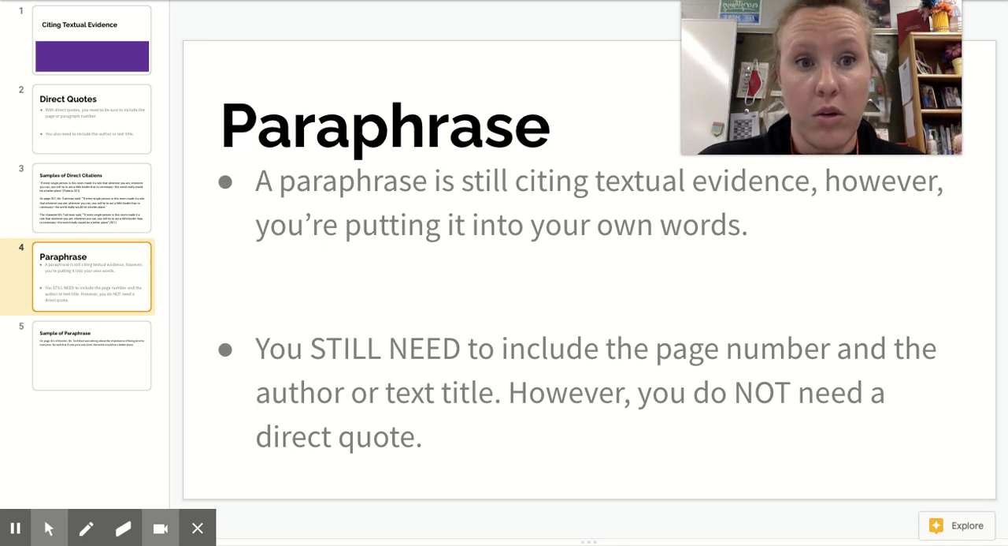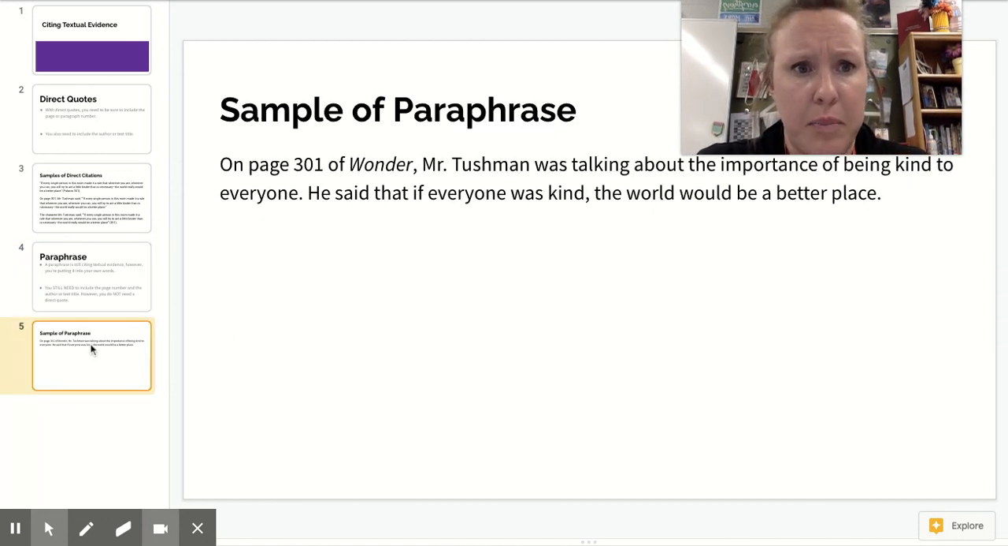But you will still know it's a citation because you'll have the author and the page number or the paragraph number. And here's an example, just the same quote on page 301 of Wonder. Mr. Tushman was talking about the importance of being kind to everyone. He said that if everyone was kind, the world would be a better place. So again, page number, you have the book, you have the character's name. I could even say on page 301 of Wonder, the author had a character talking about. So again, you're going to make sure that you cite where everything came from. Okay, that is what is important.